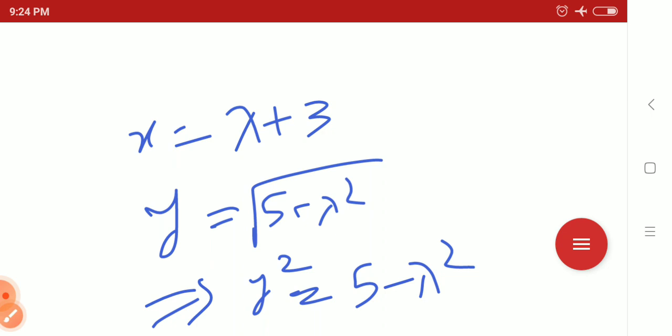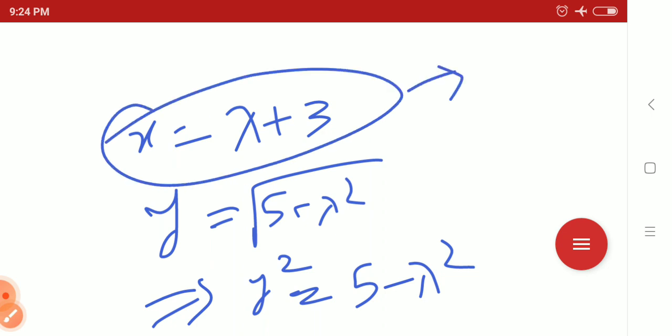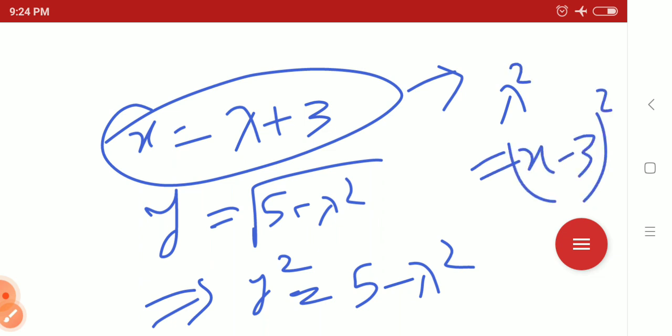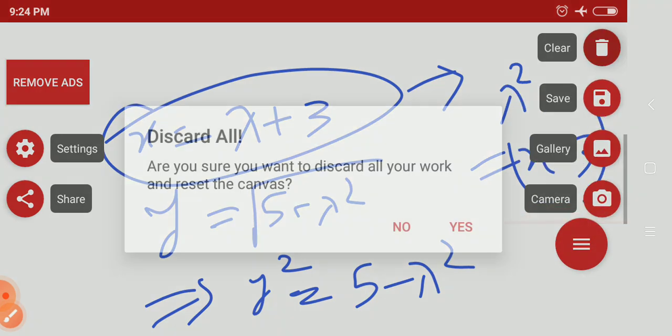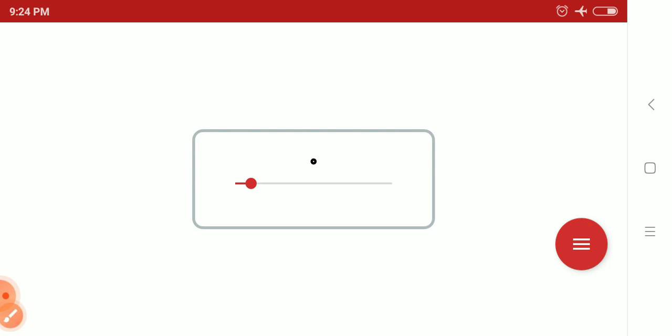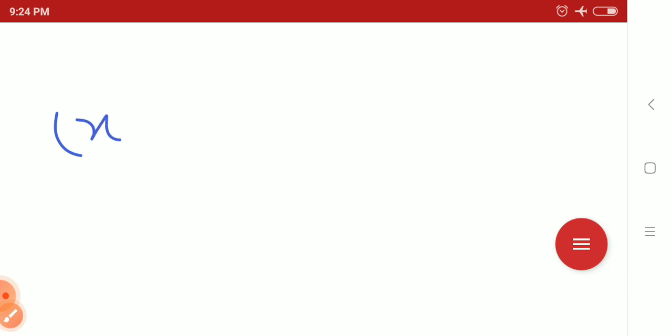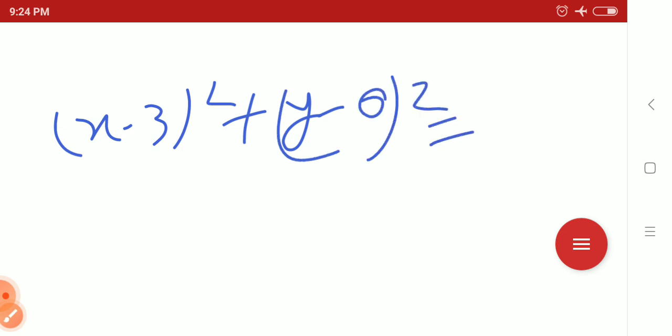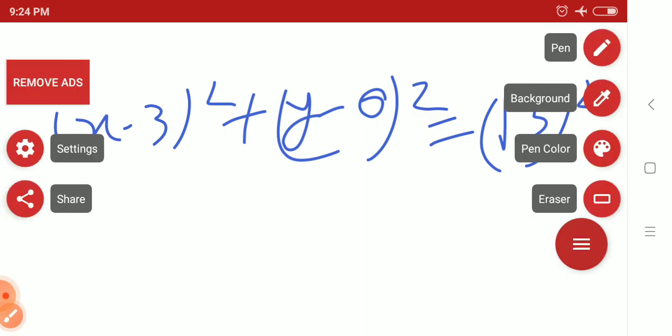Now from here, what are we getting? We are getting lambda equals x minus 3. So lambda square equals (x minus 3) whole square. So what can we write? Let's write the locus of that function. We can write (x minus 3) whole square plus (y minus 0) whole square equals root 5 whole square. Now let me explain this part. What actually happened?